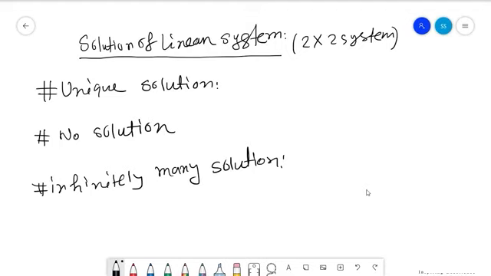Hi everyone, and welcome back to another lecture on the solution to linear systems. Today we will talk about three conditions that will give us a unique solution, no solution, and infinitely many solutions.